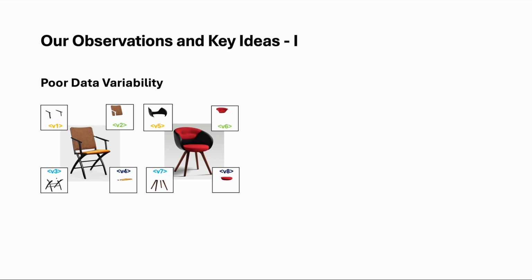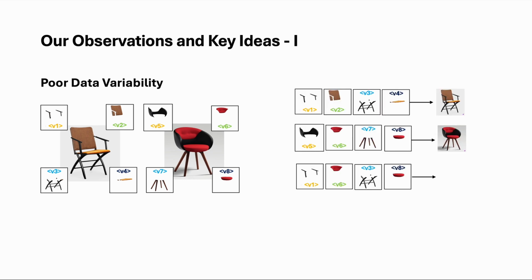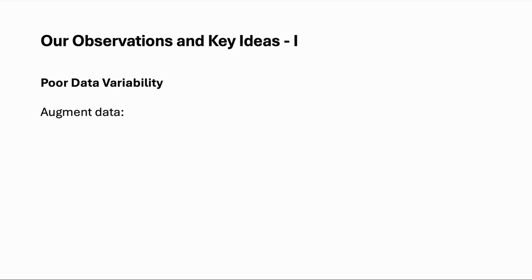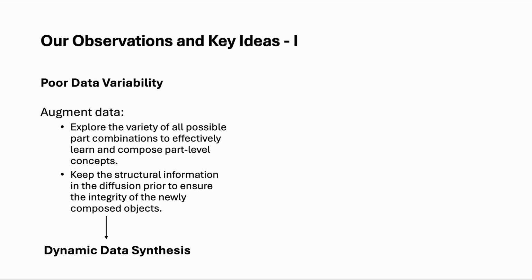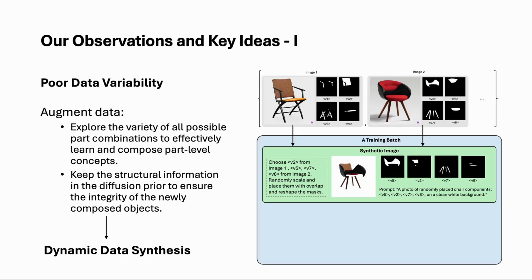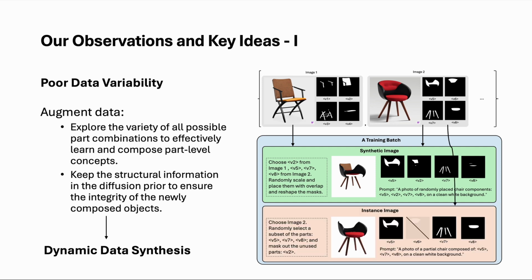Now, our method. The core challenge with single-image examples is poor data variability. For example, just two images yield only two known part combinations. So, we propose dynamic data synthesis to augment training data while preserving structure. In each training batch, we create a synthetic image by randomly pasting parts from input examples. This encourages exploring part combinations. We also generate an instance image by masking parts from one of the inputs. This helps preserve object structure. Both are created on the fly during training.